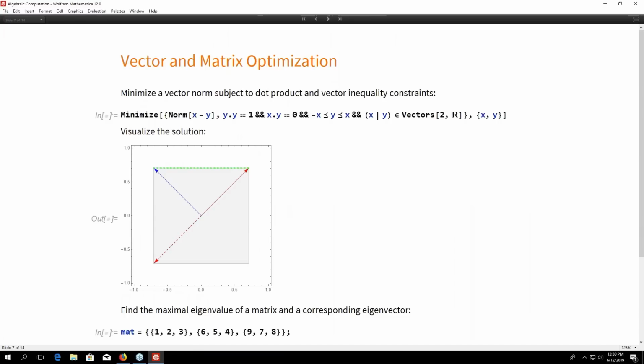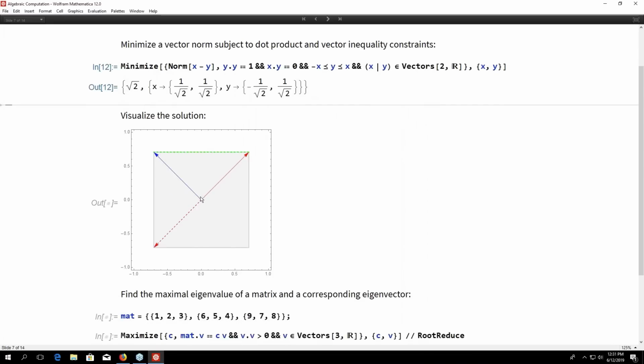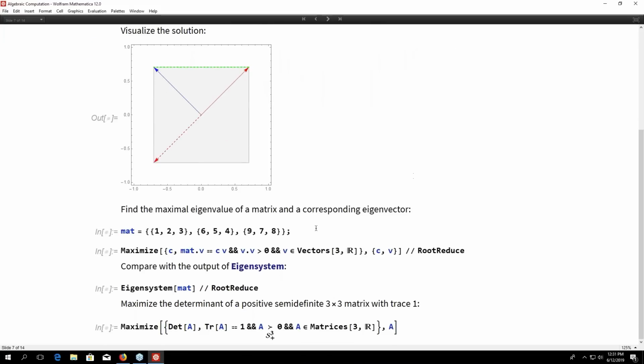Okay, next class of problems for which the functionality was extended in version 12 is optimization over vectors and matrices. So here again is a minimization problem specified in the vector language. Here again, vector inequalities, dot products, norms. And here you get the vector solution. And this is the visualization of the solution. This is the optimal solution which is orthogonal to the x with norm 1 and between minus x and x.